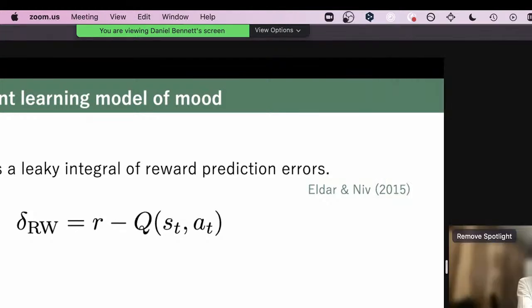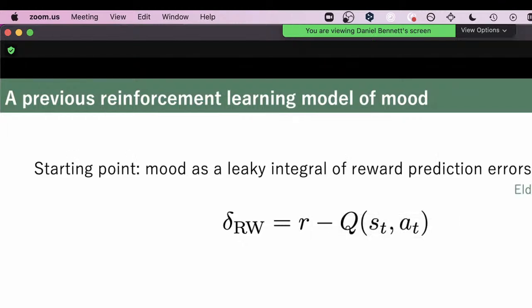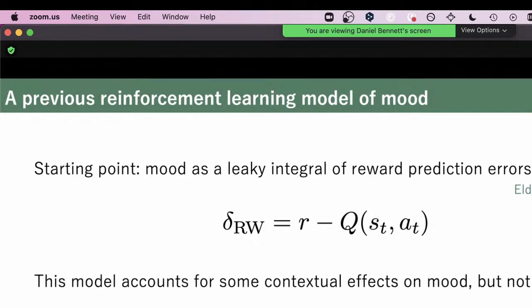Alright. So the starting point, the jumping-off point, is this previous model where mood was assumed to integrate reward prediction errors. It accounts for some contextual effects, but not others. If things are better than expected, it's a positive reward prediction error. If things are worse than expected, it's a negative reward prediction error. This model nicely accounts for those expectation and surprise effects I was mentioning, but it doesn't have anything to do with outcomes of actions not taken, so it can't account for counterfactual effects. And there's nothing in there that makes reference to the typicality of an action, so it can't account for that either.